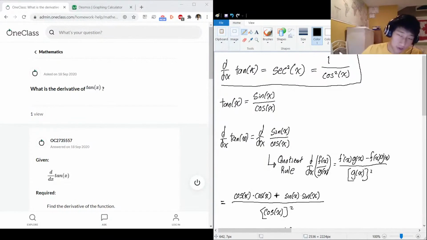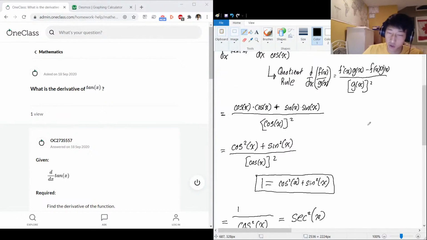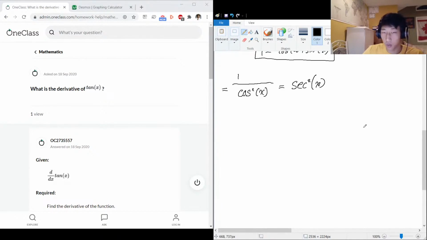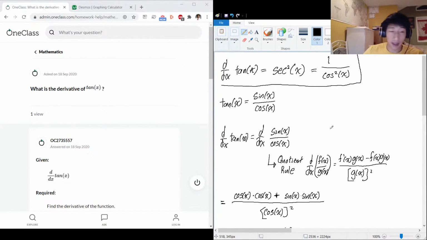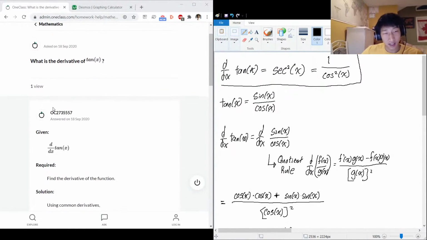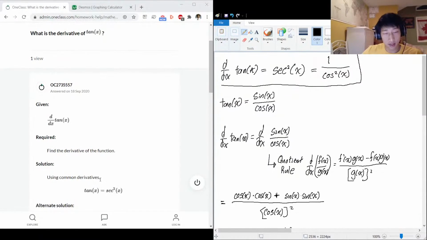So generally, you're probably going to want to memorize the derivative of tan x instead of going through this entire quotient rule process every time. But otherwise, that's that. Isn't that fun? Derivative of tan x is secant squared of x.